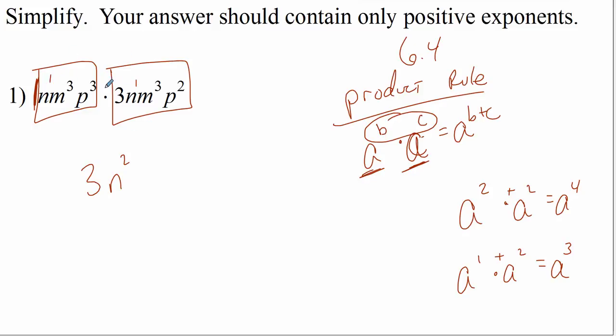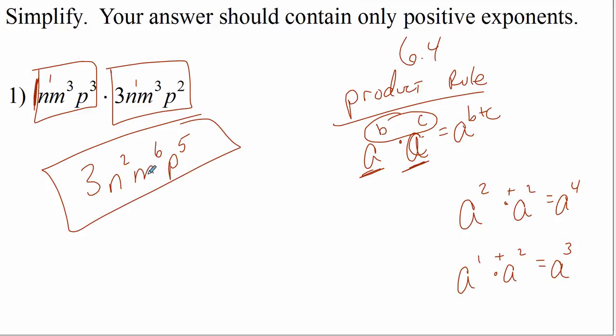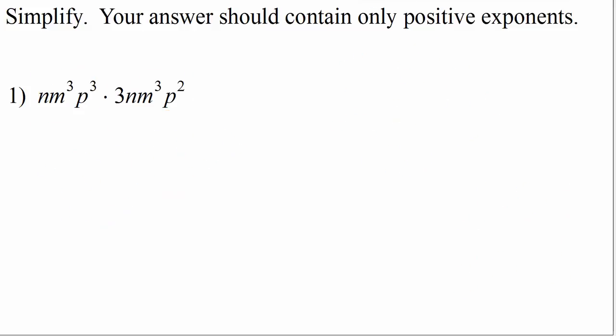Or you can say, how many total n's do I have? Well, I have 2. How many total m's do I have? 3 here, 3 here. That makes 6, right? 3 plus 3 is 6. And then how many p's? 3 and 2. That gives me 5. 3 plus 2 is 5. And that's all we're doing. It's going to get a little harder, but that's pretty much it for the multiplying section of your paper.